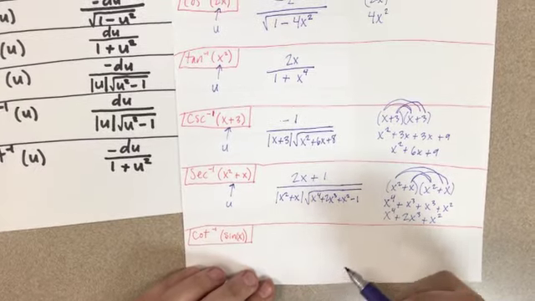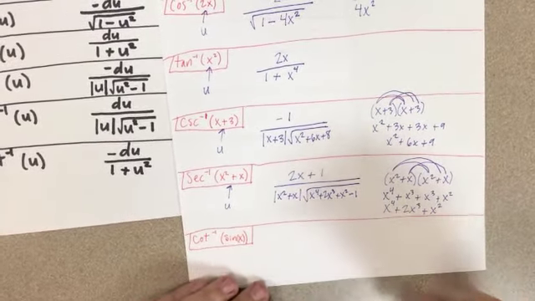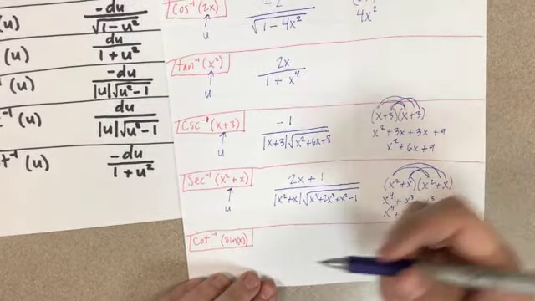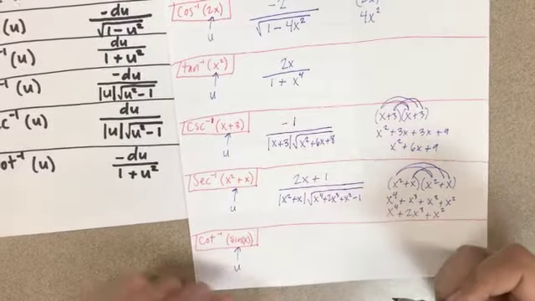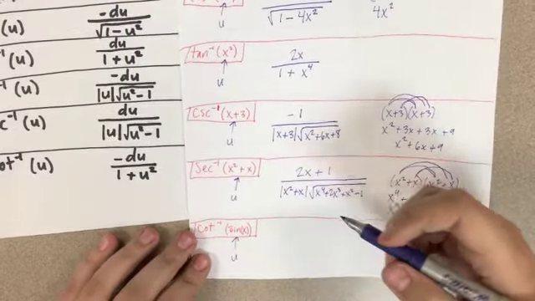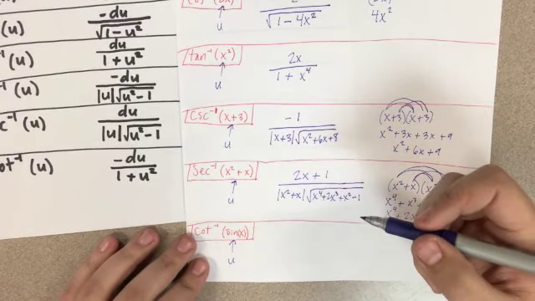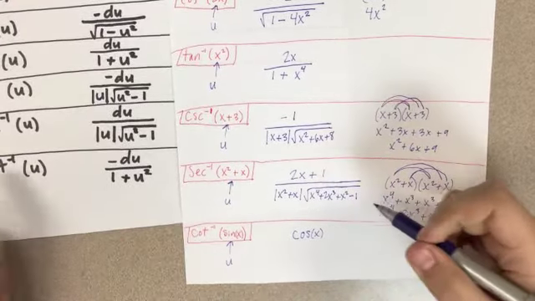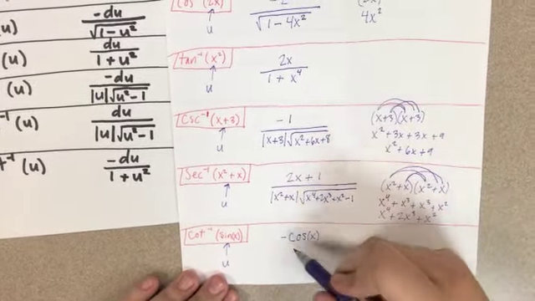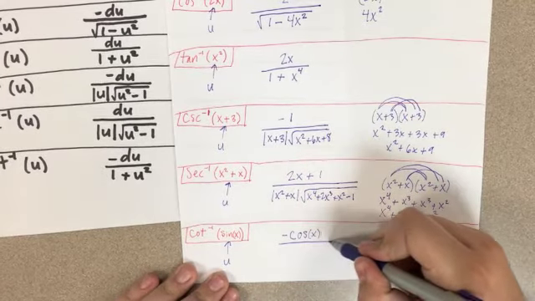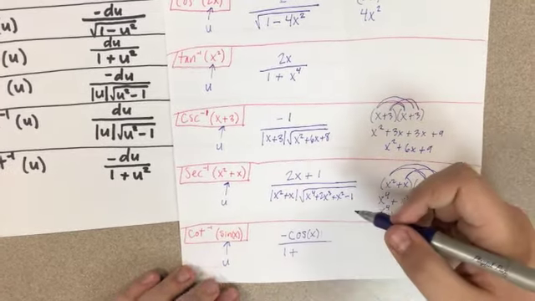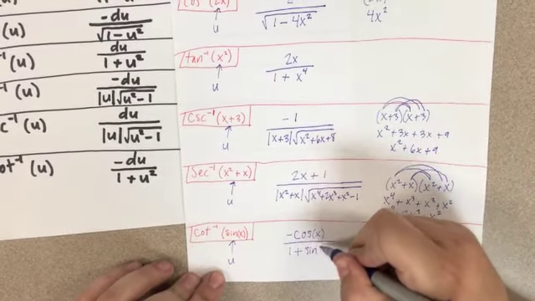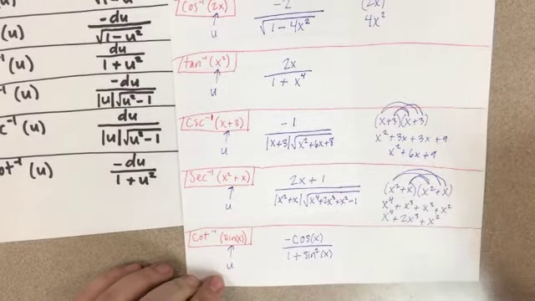Last one is the trickiest, but it's easy if you just plug and chug into these equations right here. Inverse cotangent of sine of x. So here's the u. We know that the derivative of sine x is just cosine. So on the top is the cosine of x, and since cotangent starts with a c, it's negative cosine of x over 1 plus u squared. So it'll just be sine of x squared, which can be written like this. And there we go.